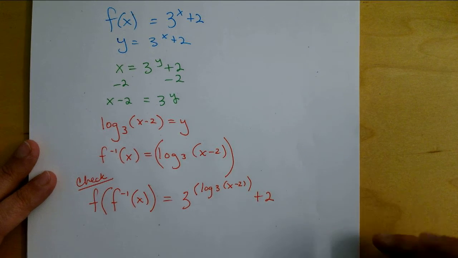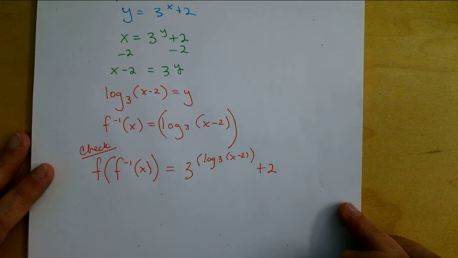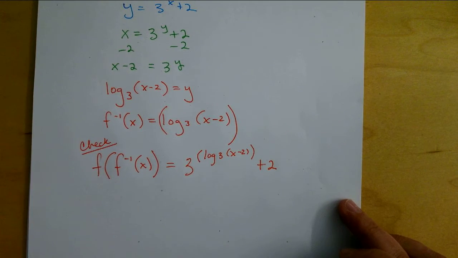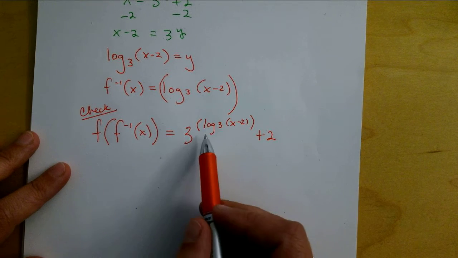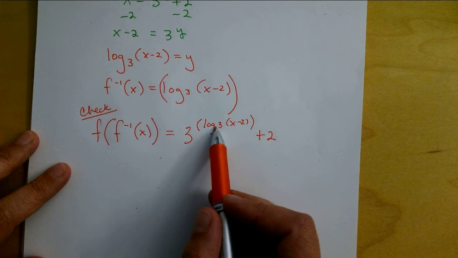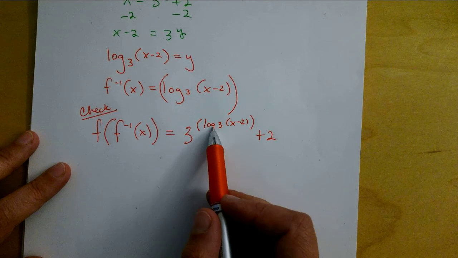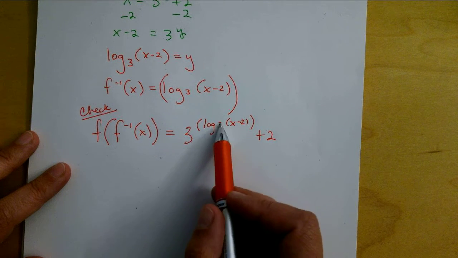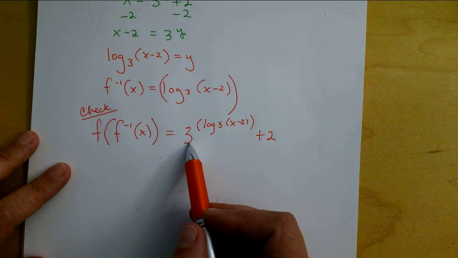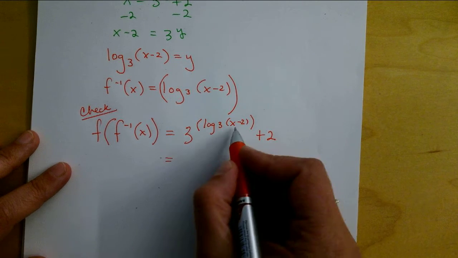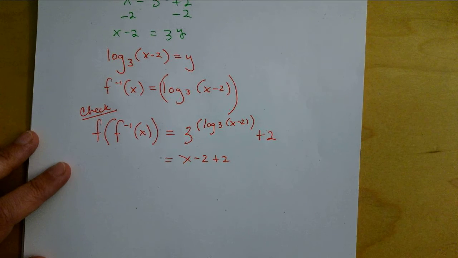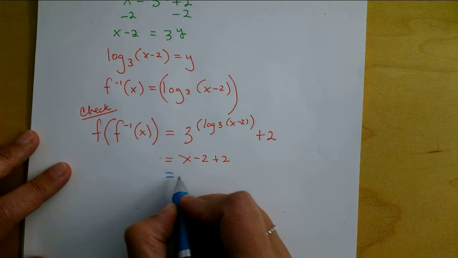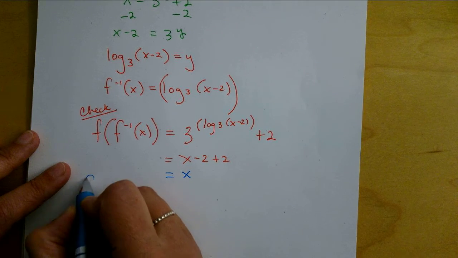plus 2. Now we haven't really talked very much about the properties of logarithms. We've done a lot with the properties of exponents. So this might not make a lot of sense right now, but essentially 3 to the log base 3, these are inverses of each other, so they undo each other. So what we get is x minus 2 plus 2. That's going to make more sense after we do the next lesson. And then what's x minus 2 plus 2? Is just x.